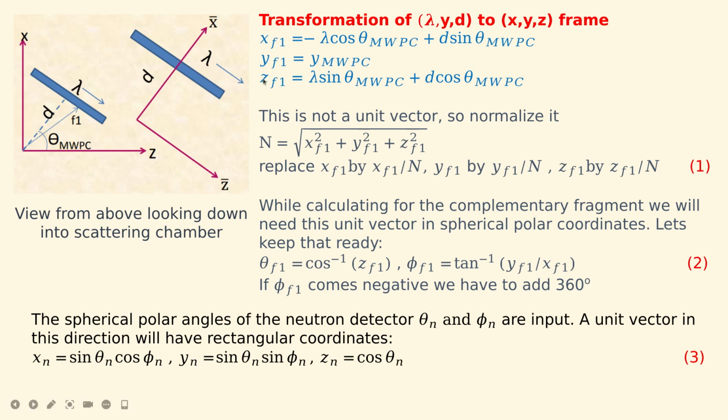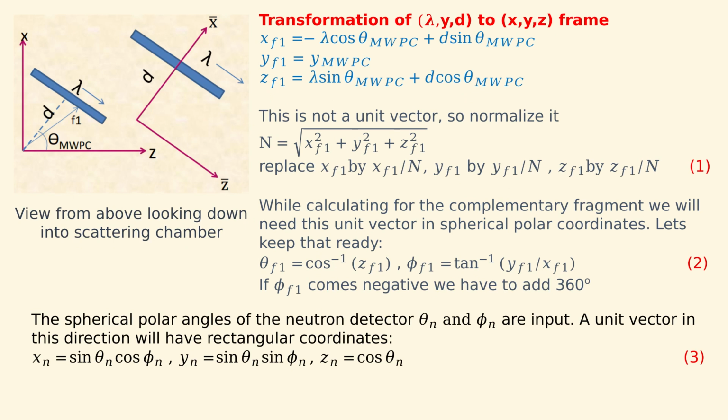Now after doing this transformation, it's not going to be a unit vector. We are going to take a dot product and we want to work with the unit vector, so let's first make a unit vector out of this. Whatever results you get, xf1, yf1, zf1, you just divide by this normalization factor, which is the square root of the sum of the squares of the individual x, y, and z values. Then you replace xf1, yf1, and zf1 by the normalized values. This is my equation 1. So at this stage, we have the f1 unit vector, pointing in the direction of the first fragment in the x, y, z coordinate system.